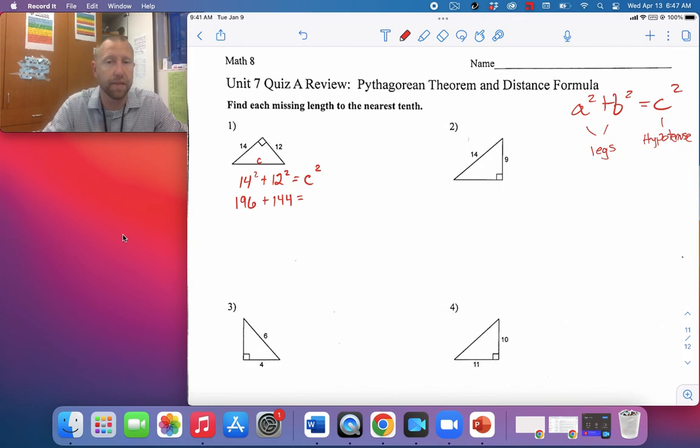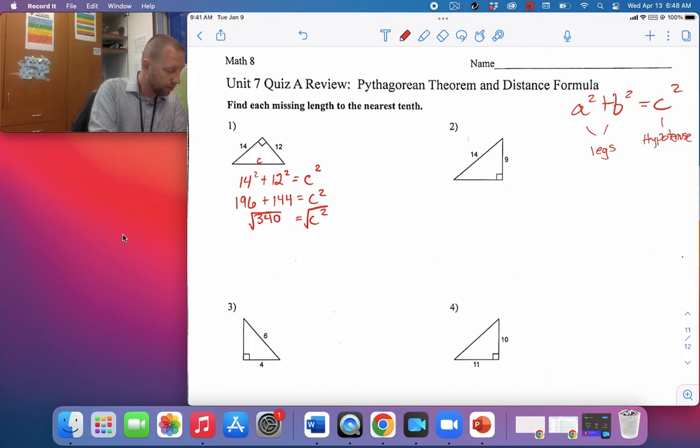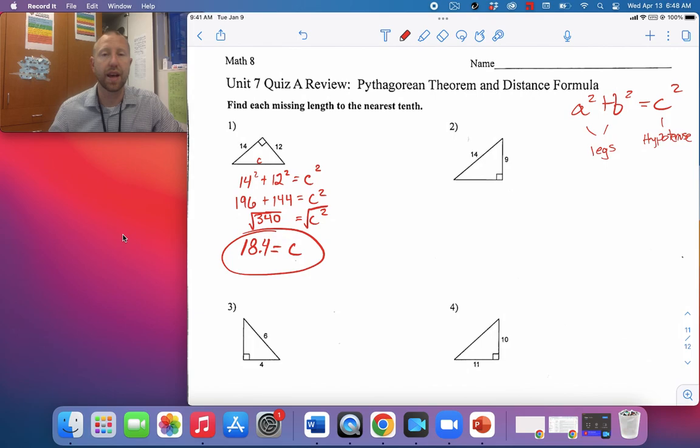And to do that, I'm going to simplify first. So I've got 196 plus 144, and that equals 340, which equals c squared. And then to undo that exponent of 2, to undo something being squared, we take the square root. So I will take the square root of both sides. And the square root of 340, if I round to the nearest tenth, is 18.4. Okay? So I've got the hypotenuse for that one.